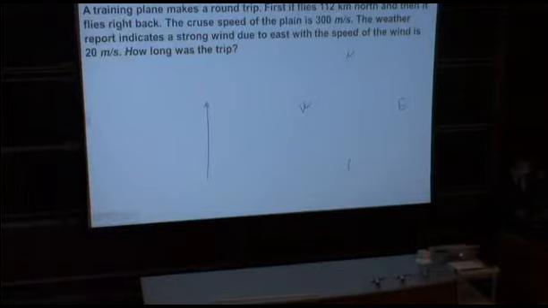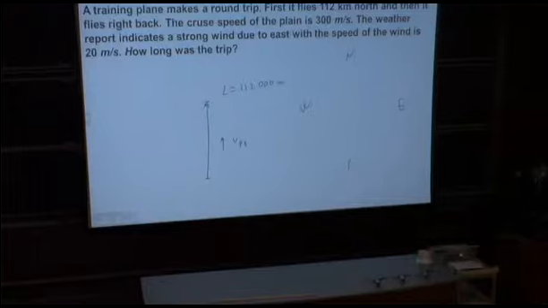This is supposed to be the displacement of the plane relative to the ground, which means relative to the person standing on the ground and watching the plane flying. So this arrow is supposed to represent the velocity of the plane relative to the ground on its way due north. The distance traveled, let's say L equals 112,000 meters.